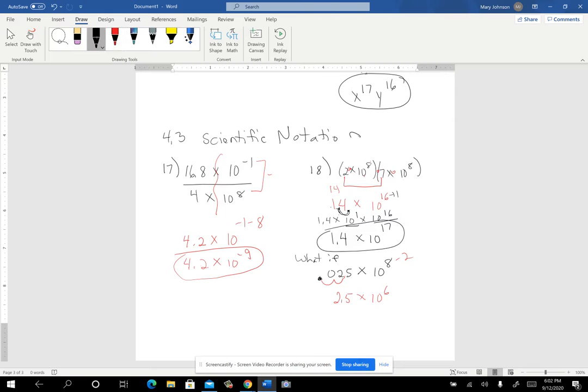All right, and then if you wanted to see it in a different way, if that didn't make sense or you don't like shortcuts, you can think, well, 0.025 is the same as 2.5 times 10 to the negative 2 power, and then you could put the negative 2 and the 8 together and get your 6. Okay, so that was a what if. That was not a problem on the sheet.